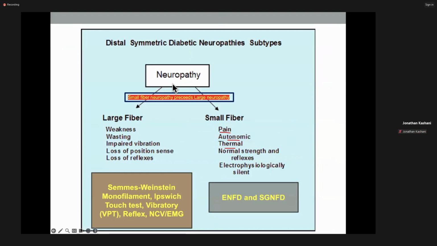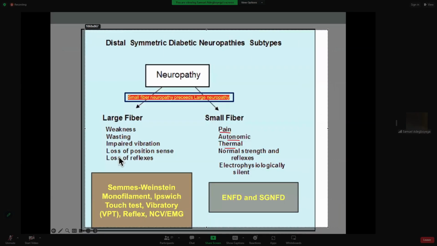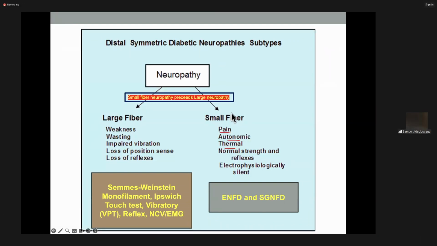Okay. So when it comes to neuropathy, small fiber neuropathy precedes your large fiber neuropathy. And for your large fiber, you're going to get weakness, muscle wasting, impaired vibratory sense, loss of position sense, loss of reflexes. But guess what? When it comes to small fiber, guess what's the first thing you see? Pain, okay, and everything else. So when it comes to your large fibers, this is what a tissue could do. When it comes to your small fiber, your ENFD or your sweat gland, NFD or your pseudo scan.